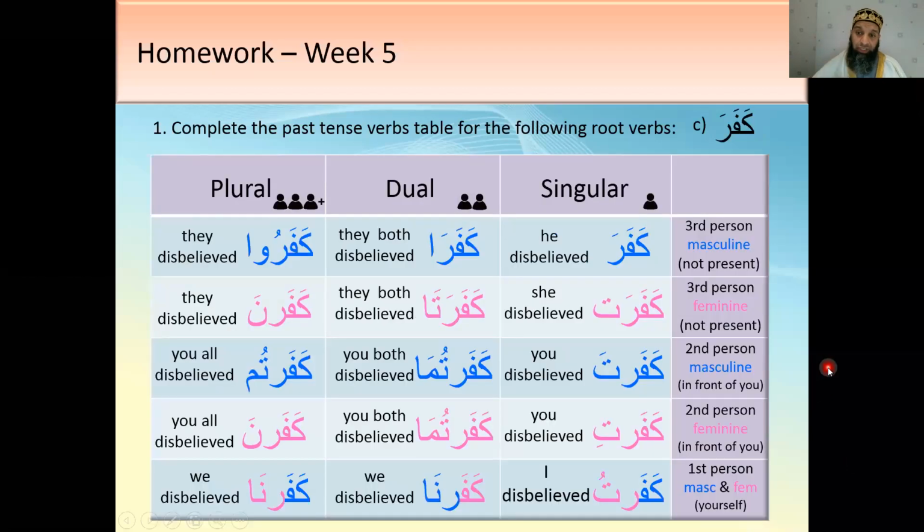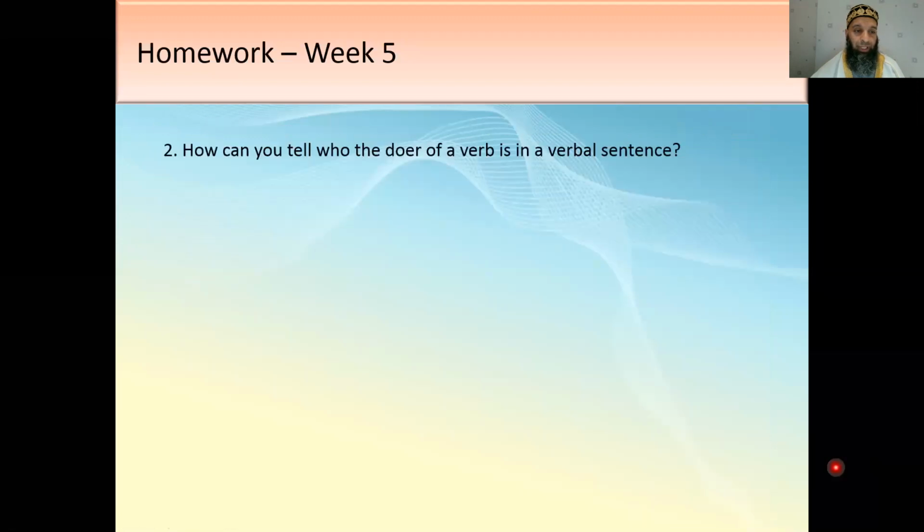The third one, C, is kafara. So kafara, kafaru. How many times do we see kafaru in the Quran? This template is super important, and I put it down as the second most important table in Arabic, in my opinion. Does anybody have any problems with that, or are we happy to move on? Happy? Not happy? Right, happy, okay, move on.